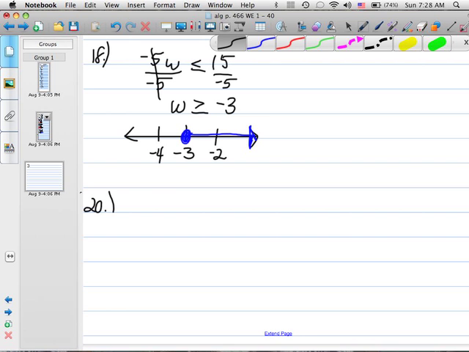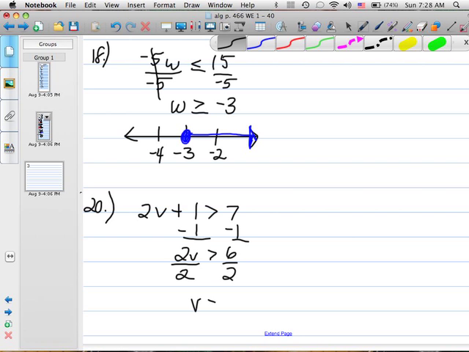Problem number 20, we have a two-step problem. 2v plus 1 is greater than 7. So we're going to do addition first, subtract 1 from both sides, and we get 2v is greater than 6. Then divide by 2, and v is greater than 3.